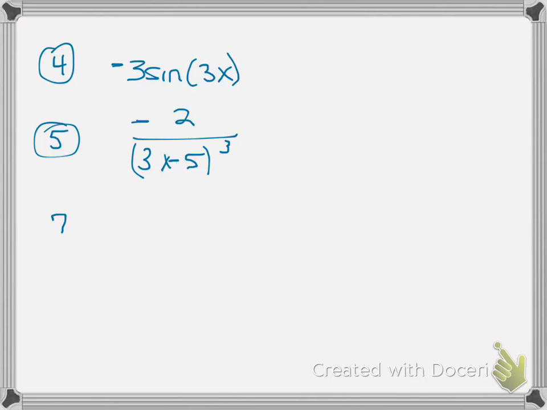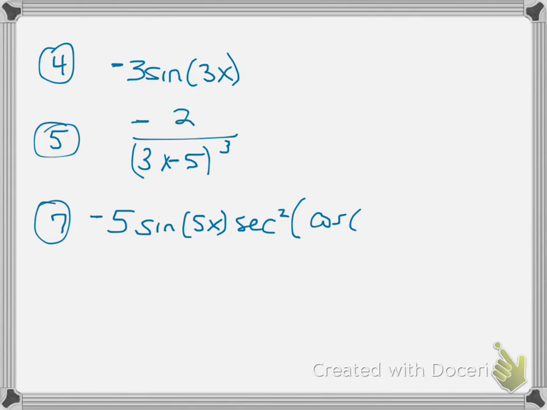And if you want to go all the way down to 7, -5 sine of 5x secant squared of cosine of 5x would be your answer there. So I hope this video at least got you started a little bit with the chain rule, and we will have a lot more to talk about in class.